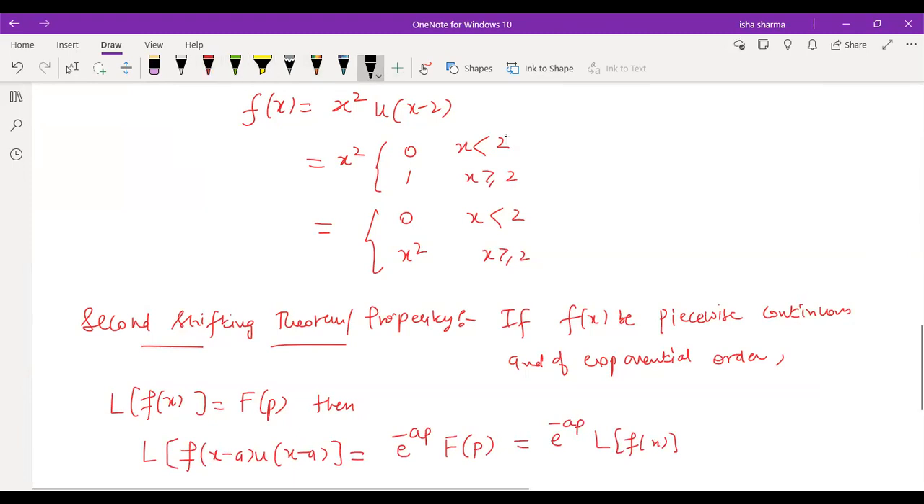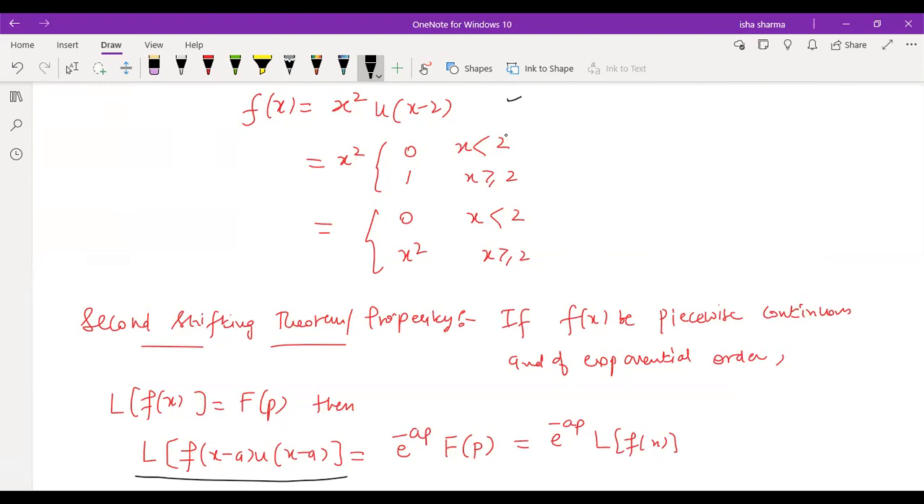If you look at the statement of the second shifting theorem, it is helping us find the Laplace transform of functions which are defined like this: some function multiplied with the unit step function. Say we had an example like x square multiplied with the unit step function. If this kind of function is there, we can easily find its Laplace transform by this formula.